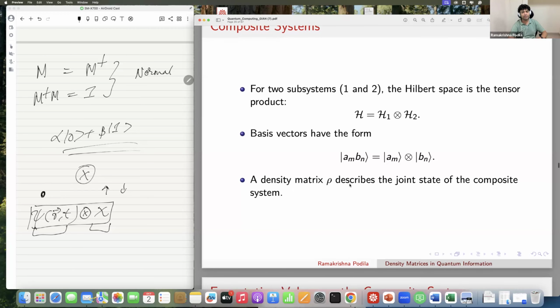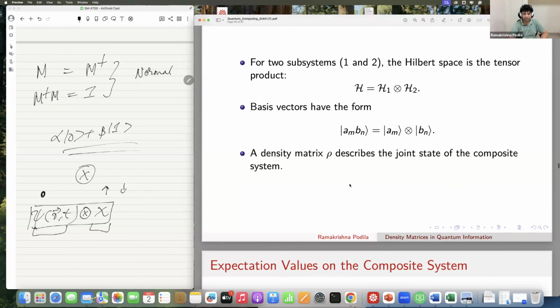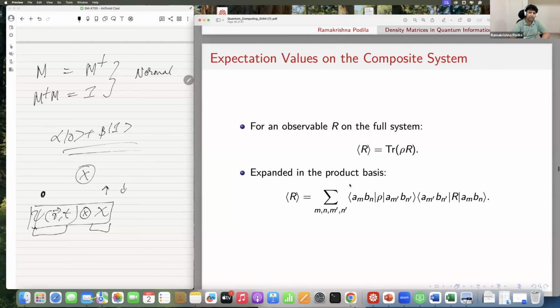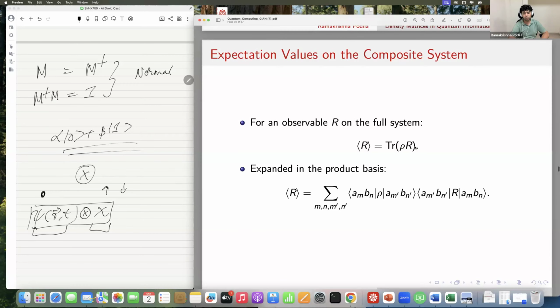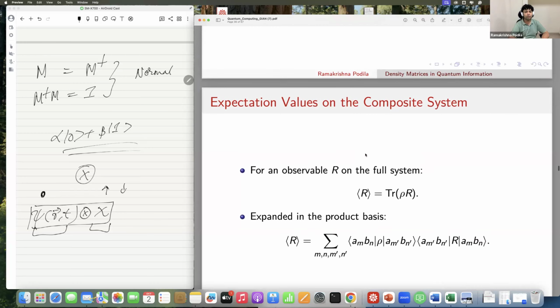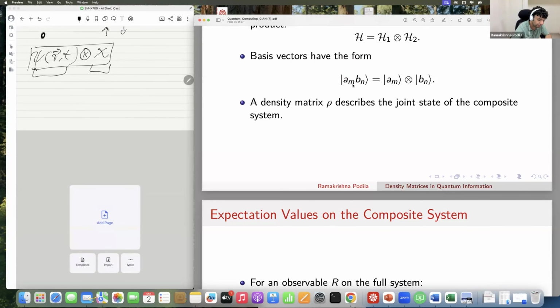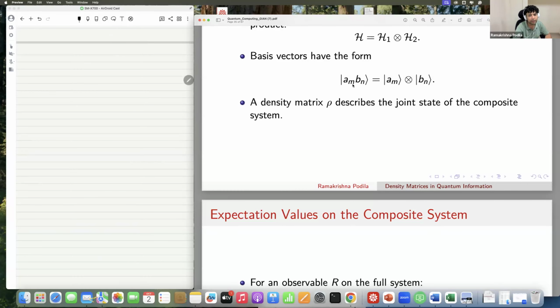A density matrix represents the joint state of the composite system, right? So if you have expectation values you want to take, then you simply multiply with rho, right? And take the trace of that. If I have an operator R, I multiply rho with R and take the trace. So it doesn't matter how many states I have. So I can now maybe do 2 qubits, right? Previously, we have looked at only 1 qubit. Right now, I can look at 2 qubits.